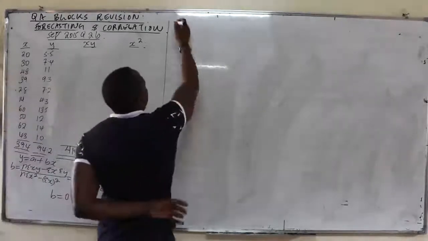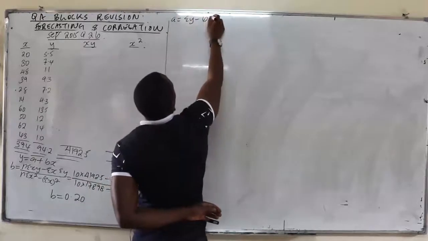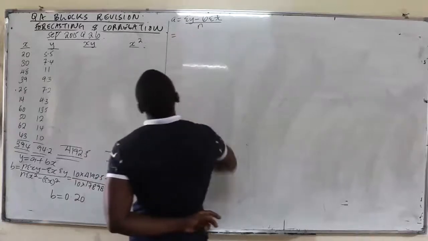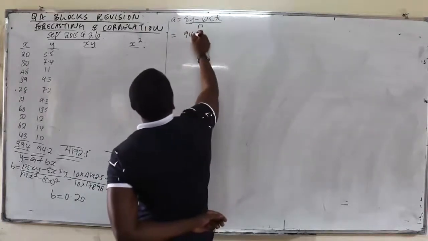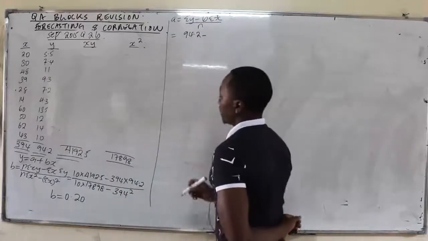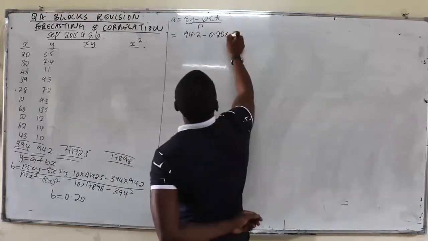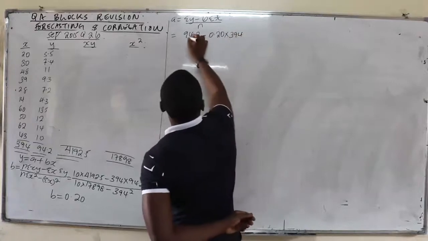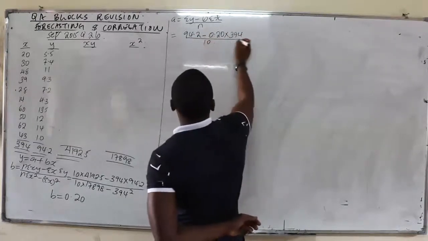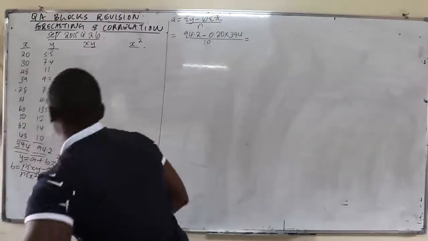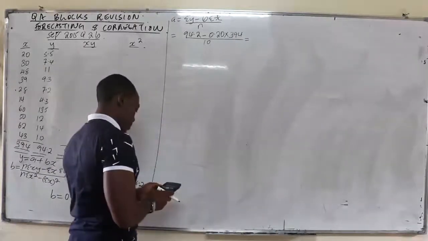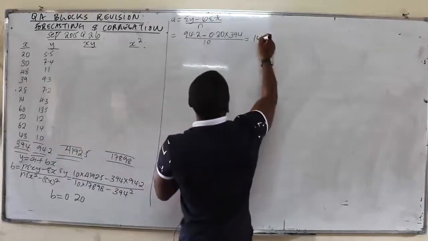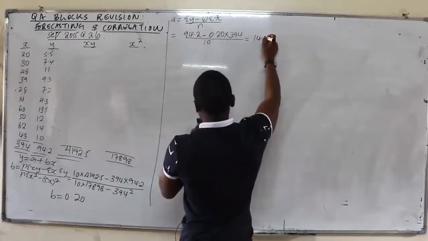Now with B, we can get A. And how do we get A? A is summation of Y minus B, summation of X, over N, of which it will be summation of Y 94.2 minus B, which is 0.20. You multiply by summation of X, 394, all of it you divide by N, which was 10. So what do you get as our A? And A we have 1.438.